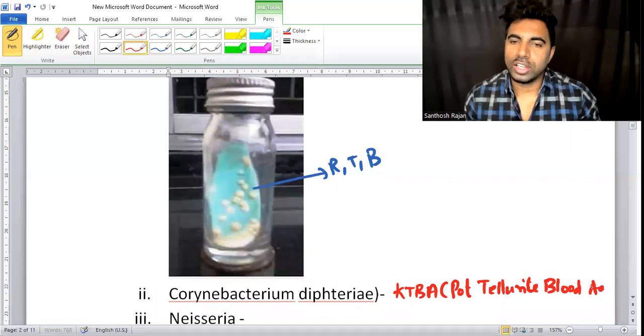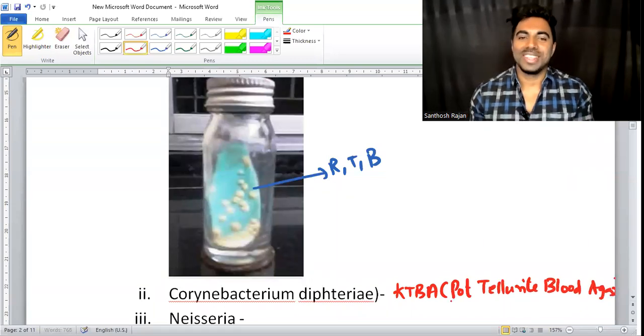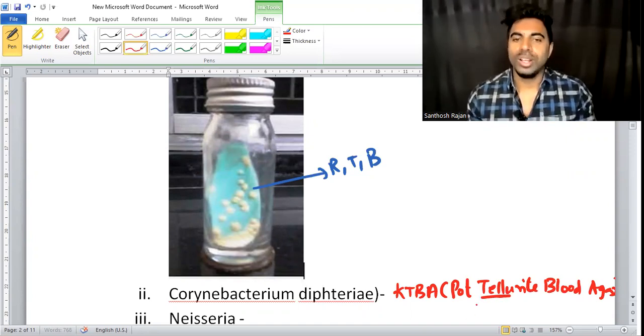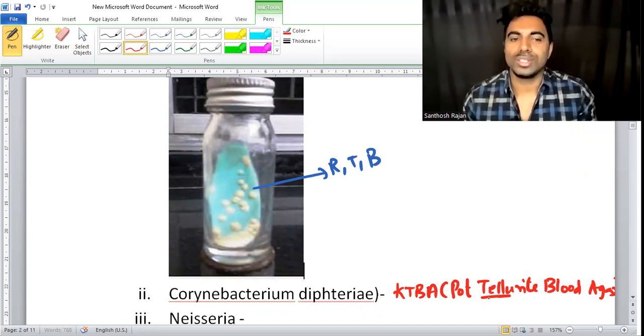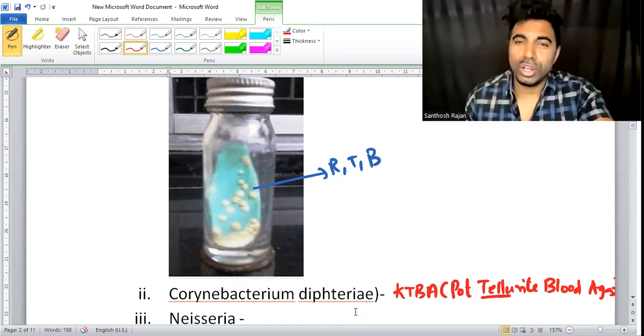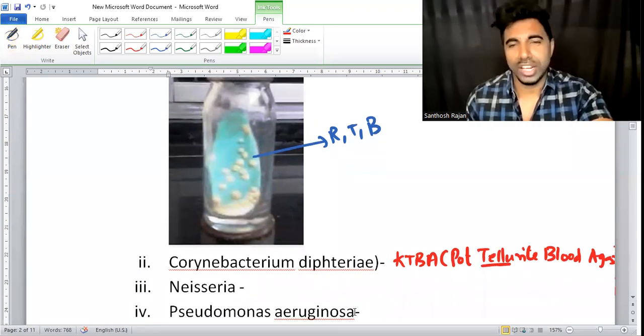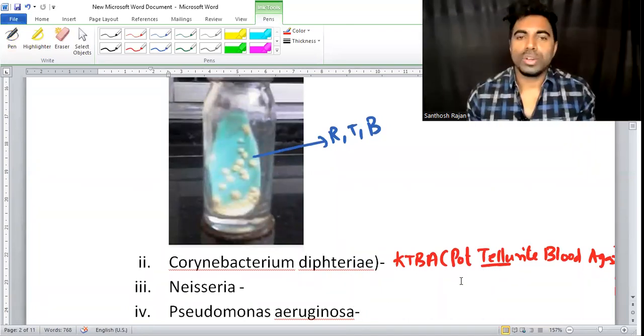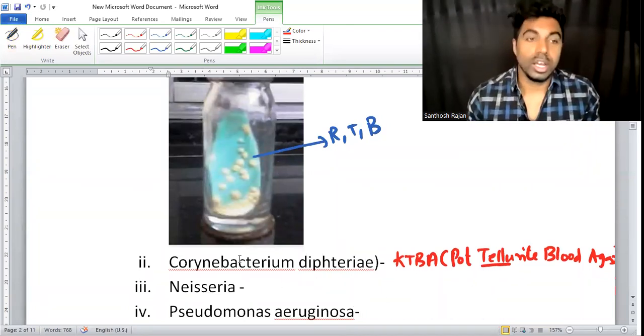It's too difficult. Yes, that's what I'm here for, to make it easy. So, when you say tell your interns not to loaf around, that's where the tell comes from. It's tellurite agar. Potassium tellurite agar is a special media for Corynebacterium diphtheriae. There is also Tinsdale media, but the frequently asked one is potassium tellurite. That's also TT, Tinsdale tellurite. But potassium tellurite agar is the special media for Corynebacterium diphtheriae.